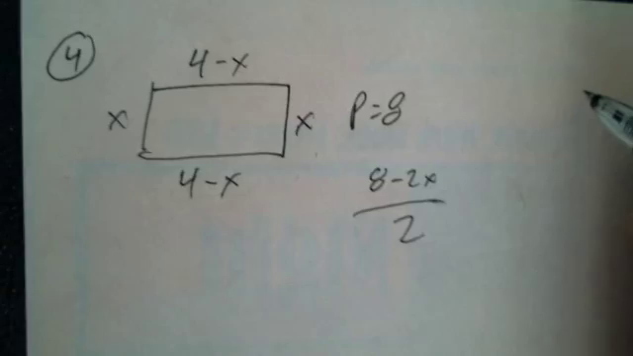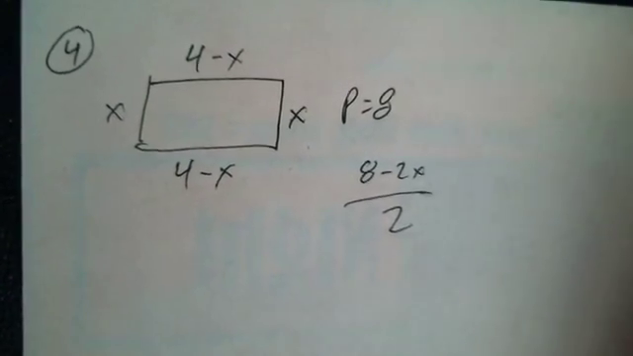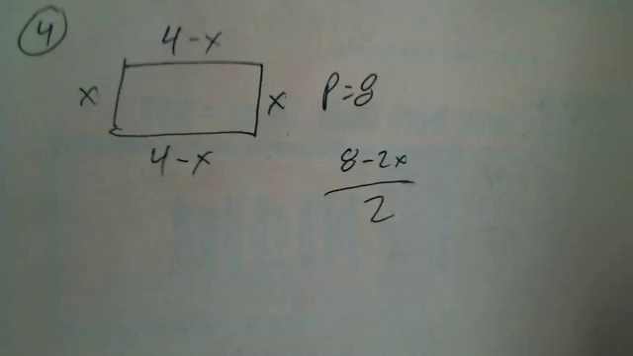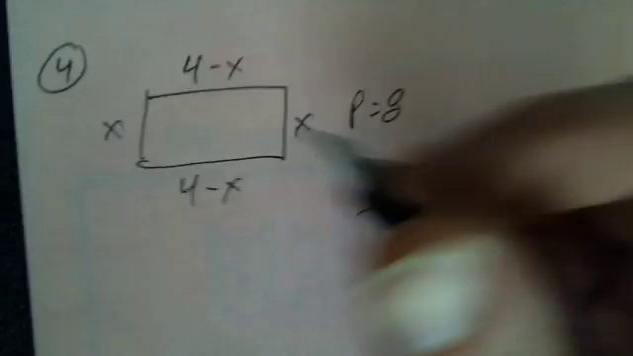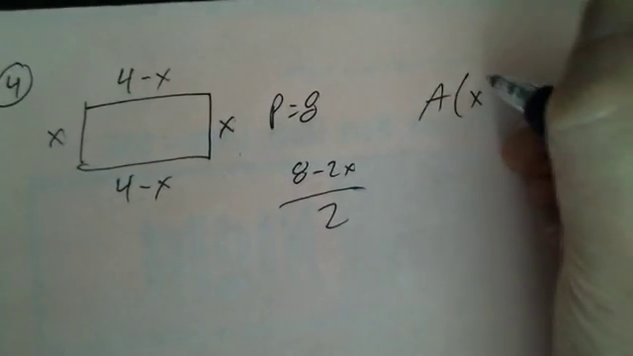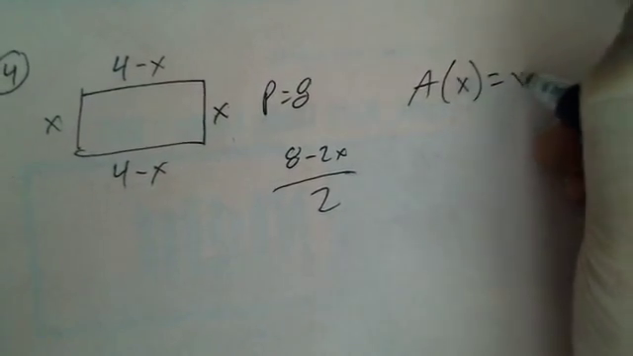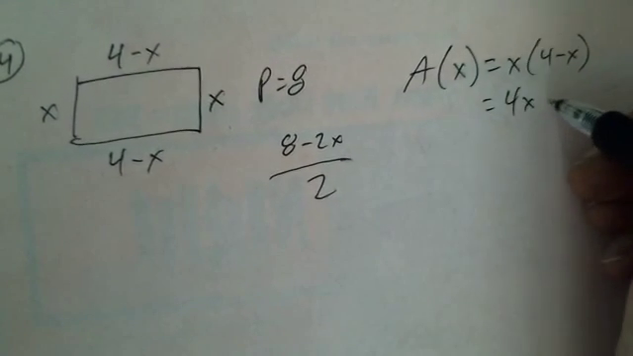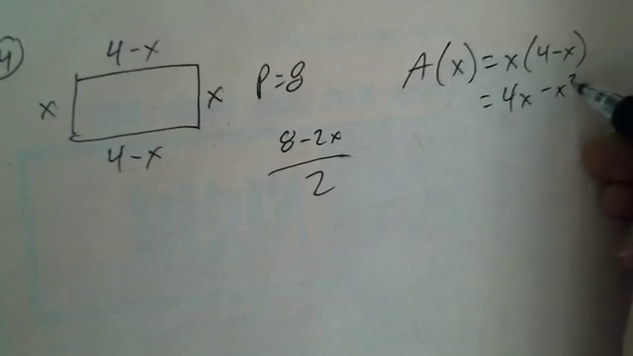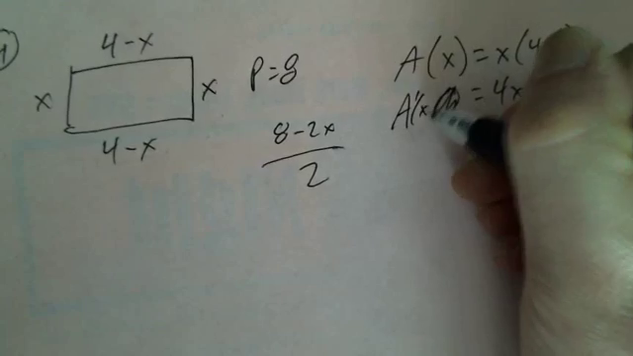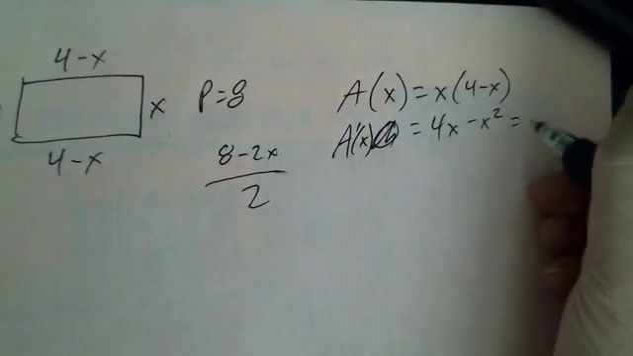And we want to know when the largest area is. So our area function is going to be length times width. So that's x times 4 minus x. So that's 4x minus x squared. Took our derivative. Now we set it equal to 0.